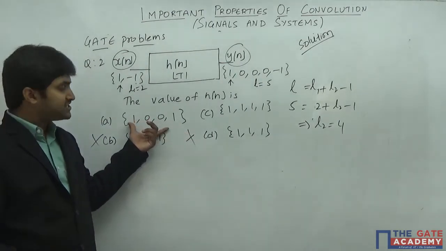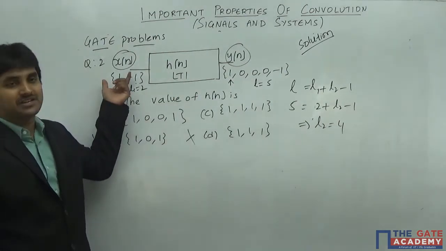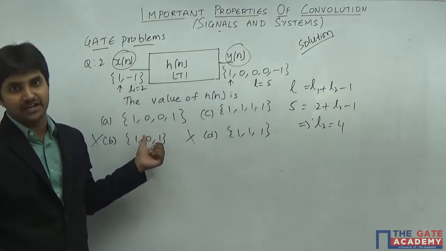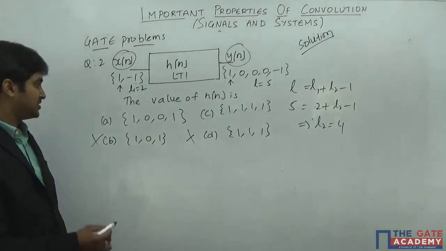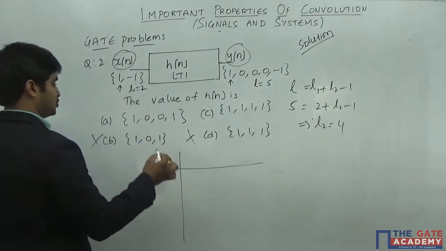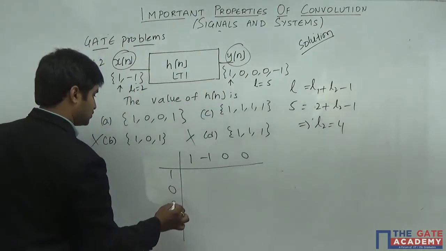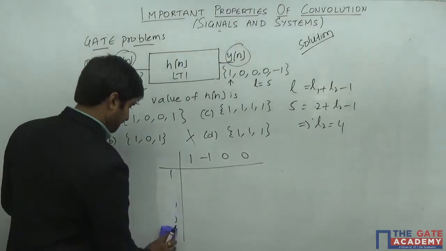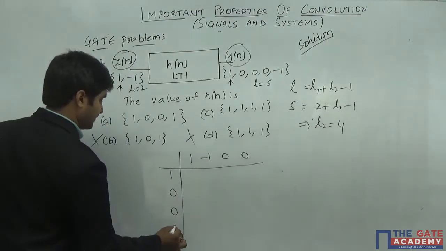First of all, you can check with the sequence h of n, assuming that h of n is going to be this one. X of n is something that you know. When you convolve both of them, if you get the same answer, it means that option A is correct. If you don't get the same answer, it means that option C is going to be the correct answer. So let us do that. So here 1 minus 1 0 0, here 1 0 0 0 minus 1. Okay, so the h of n that we have selected is 1 0 0 1.